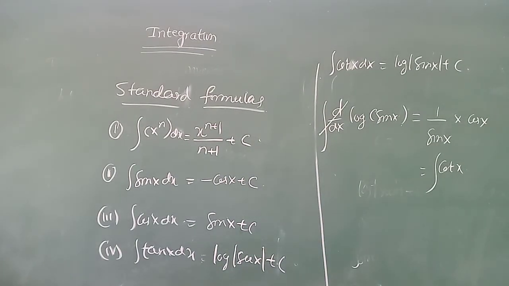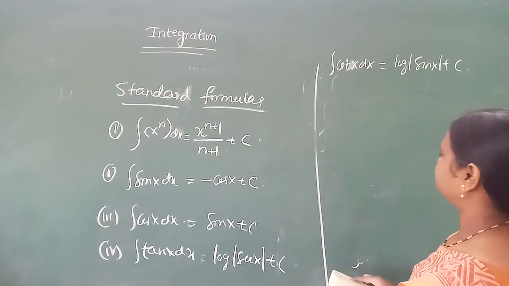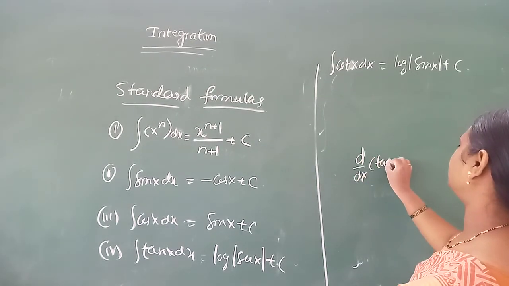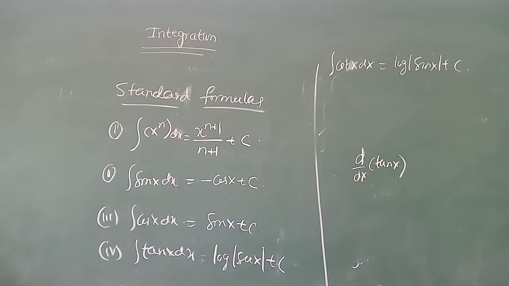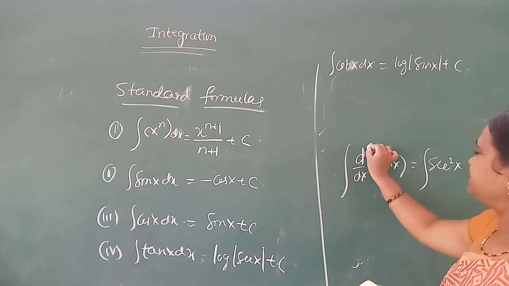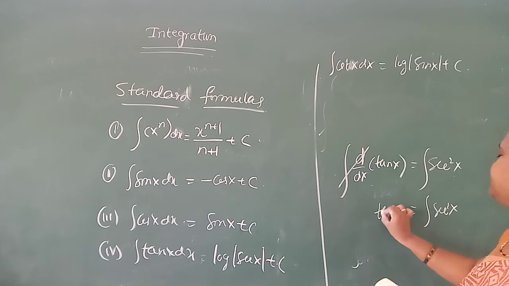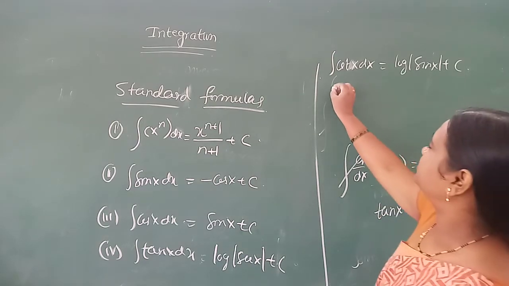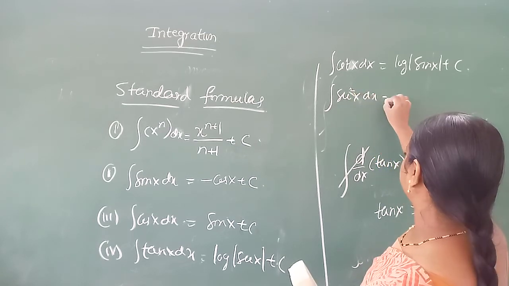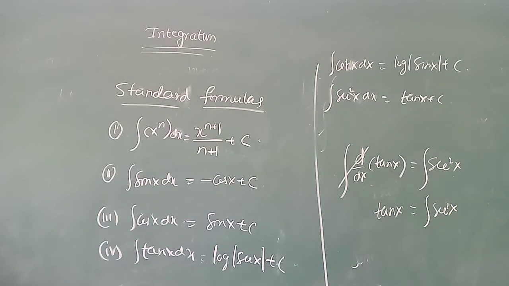Okay. Next. Differentiation of tan x. What is the differentiation of tan x? Secant square x. Correct. Apply integration on both the sides. It cancels. Therefore, integration of secant square x, what will we get? Tan x. Correct. Therefore, integration of secant square x we can write tan x plus c. Okay. Next.